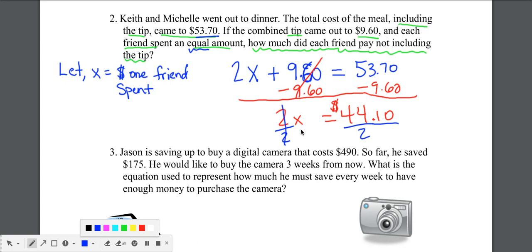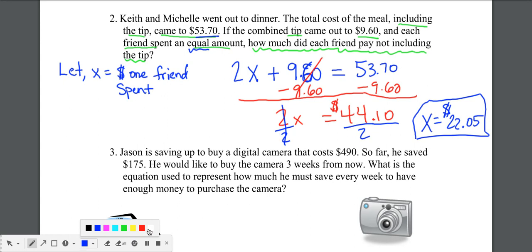And that allows us to cross these out. And finally, we get x equals, how much does one friend pay if they split the bill? If they end up splitting the bill, you divide by 2, and we would get $22.05 would be the amount one friend would pay. So that's sort of the steps that we take in order to write an equation for a word problem: we define our variable, write a let statement, then try to decide what steps to take in order to write our equation.